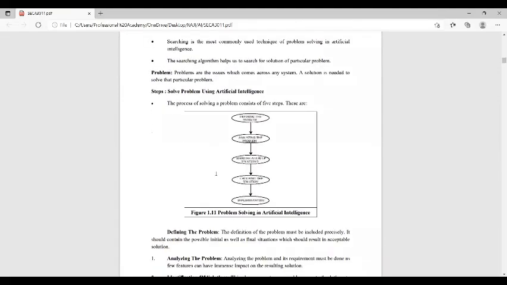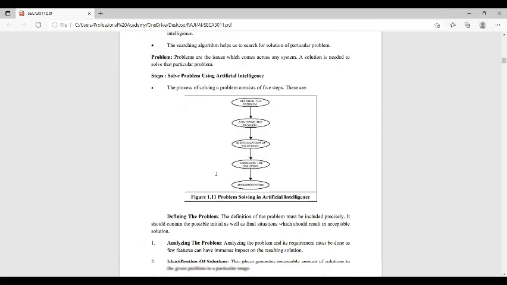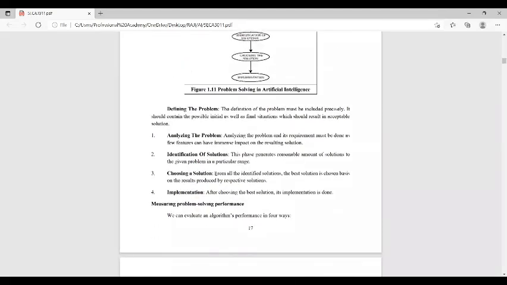So these are the steps for problem solving. The first step is defining the problem, then analyzing the problem, identifying a solution, choosing the solution, and implementation. Defining a problem means first we need to define what the problem is, what its initial state is, as well as the final situation. That is called defining a problem. And analyzing the problem means we need to analyze the problem and its requirements. That is called analyzing the problem.